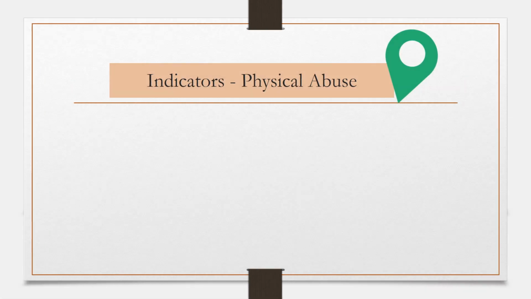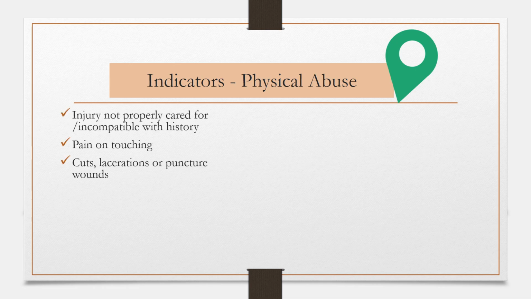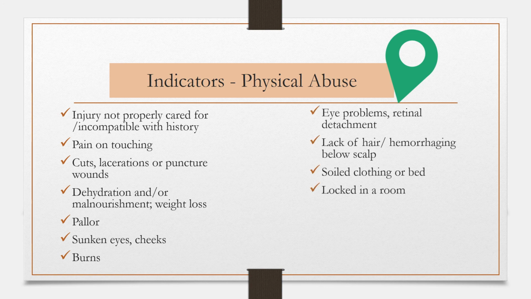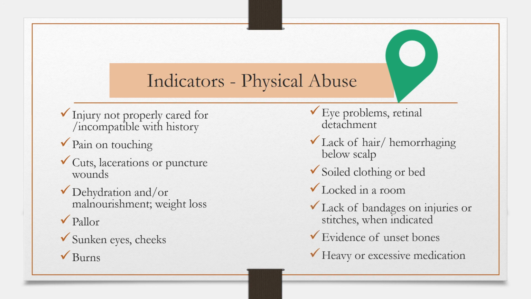Physical indicators of abuse include an injury that has not been cared for properly, any injury incompatible with the resident's history, pain on touching, cuts, lacerations, or puncture wounds, dehydration and/or malnourishment without an illness-related cause, weight loss, pallor, sunken eyes or cheeks, burns, eye problems, retinal detachment, absence of hair or hemorrhaging below the scalp, soiled clothing or bed, being locked in a room, lack of bandages on injuries or stitches when indicated, evidence of unset bones, heavy or excessive medication.